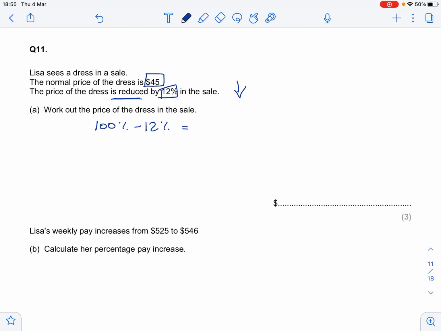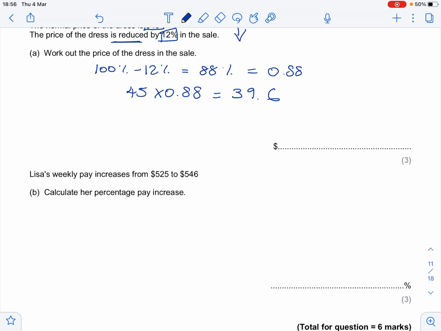This would be 88%. So we could do 45. Change that into a decimal multiplier, which is 0.88. So 45 multiplied by 0.88 is equal to 39.6.